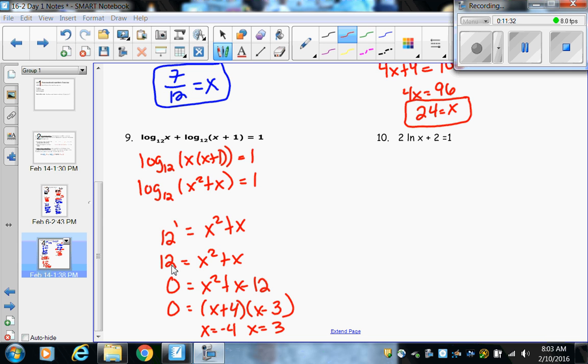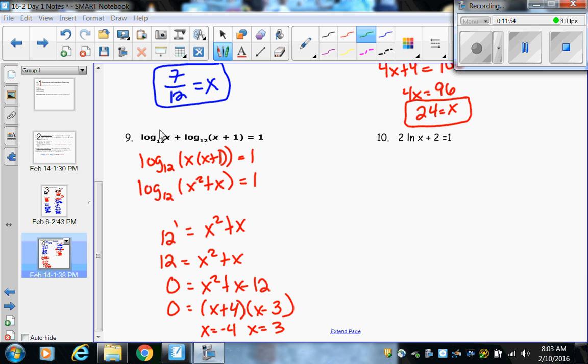12 to the first is just 12. And then because I have an x squared and an x, I have to get it all equal to 0 so that I can factor or use quadratic formula. So in this case, I end up with x squared plus x minus 12, which does factor to x plus 4 and x minus 3, which tells me x equals negative 4 and x equals 3.